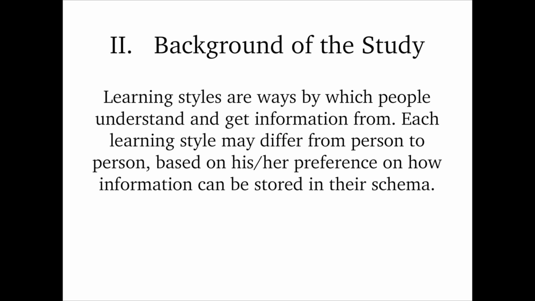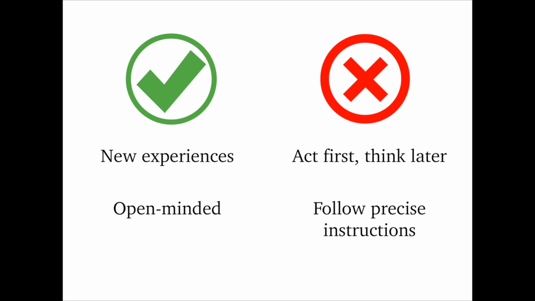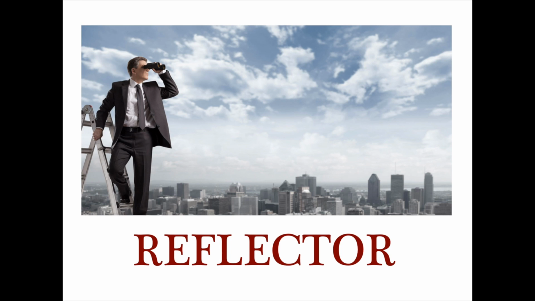Learning styles are ways by which people understand and get information. Each learning style may differ from person to person based on his or her preference on how information can be stored in their schema. The first learning style is called the activist. Activists learn through experiencing and are willing to take on the challenge by trying new things. They are open-minded and learn best during their team task. However, they have difficulty following very specific instructions and tend to act out of impulse and think of the consequences after.